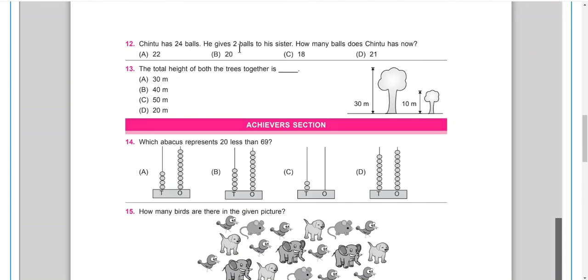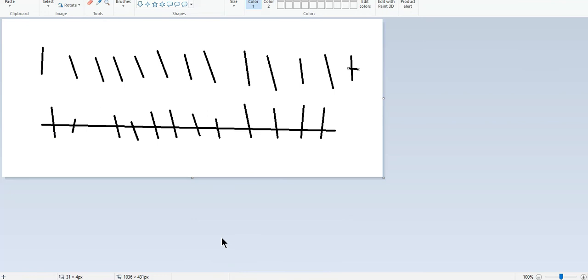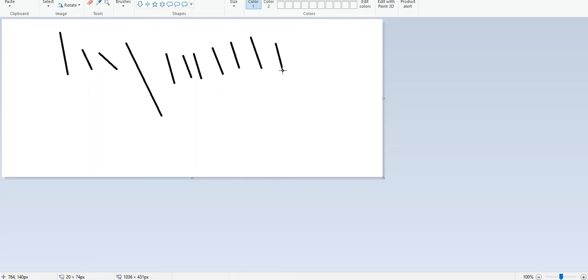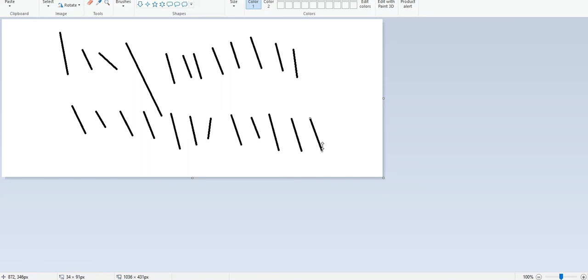Another way, if you are not able to do it like this, you can go back to our earlier methods, where you can just quickly draw sticks on a paper. How many sticks? 24. 1, 2, 3, 4, 5, 6, 7, 8, 9, 10, 11, 12, 13, 14, 15, 16, 17, 18, 19, 20, 21, 22, 23, 24. And 2 sticks you just cut down and count the number of sticks left, so it will be 22. Okay, so these are the 2 easy methods. Whatever method you choose, you can choose it. But the back counting method is easier.